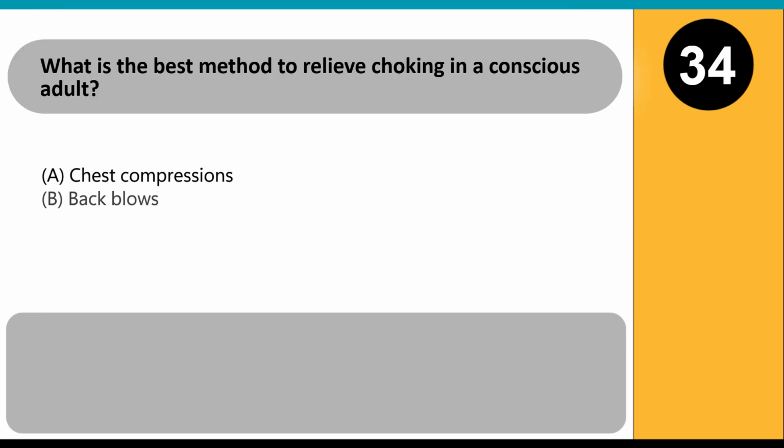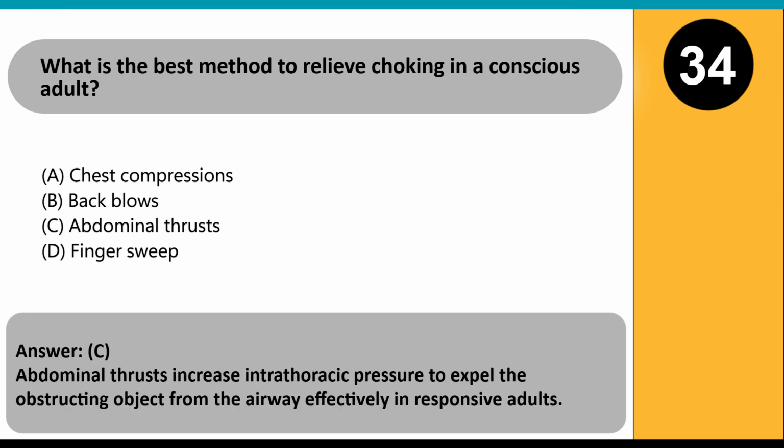What is the best method to relieve choking in a conscious adult? A. Chest compressions. B. Back blows. C. Abdominal thrusts. D. Finger sweep. Answer C. Abdominal thrusts increase intrathoracic pressure to expel the obstructing object from the airway effectively in responsive adults.